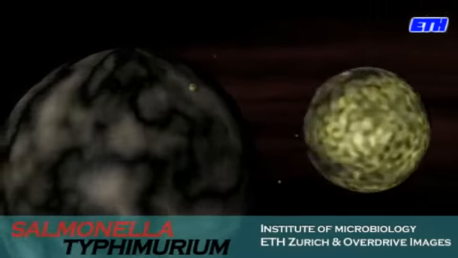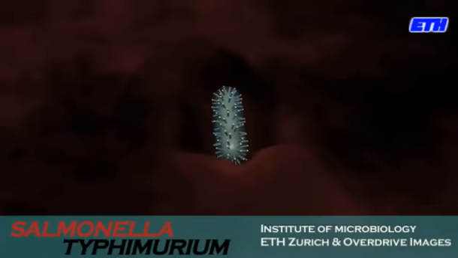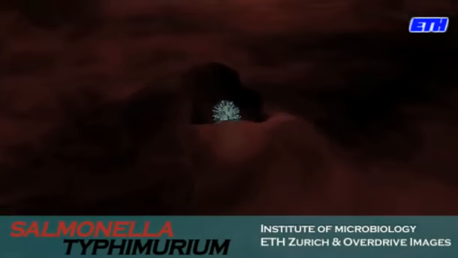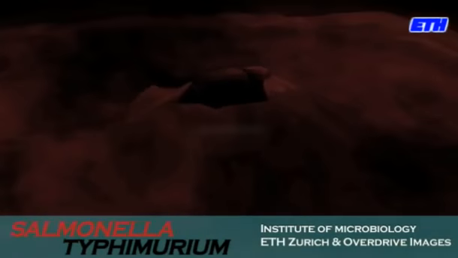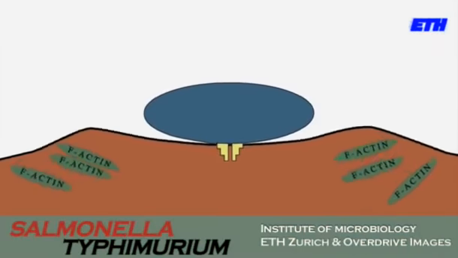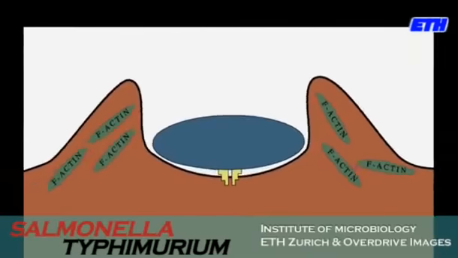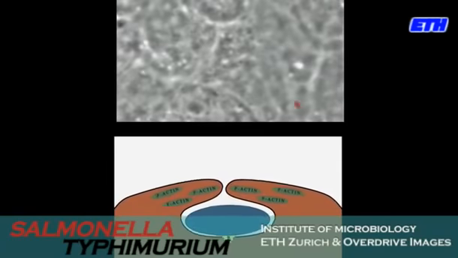The injected Salmonella effectors activate specific host proteins, which induce pronounced changes of the host cytoskeleton. As a result, the epithelial cell membrane extends outward. This ruffling process leads to the engulfment of the invading bacterium, until it is taken up completely into the interior of the host cell.